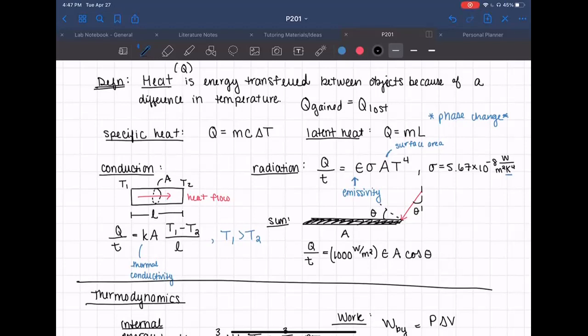So this is one that I will put in an extra little box just for setting up those calorimetry problems, because I know they're annoying.